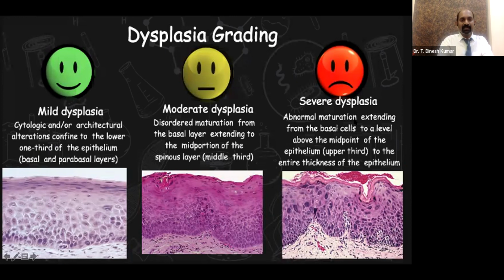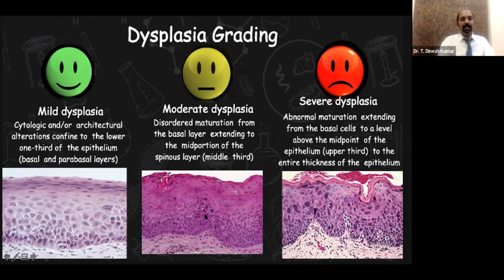The more severe the dysplasia is, the more the chances of turning into malignancy. So what is mild dysplasia? If all these architectural and cytological changes are restricted only to the basal 1/3 of the epithelium, if you take this epithelium from bottom to top and divide it into 3, so if these changes are restricted only to the bottom 1/3 of the epithelium, you call it mild.